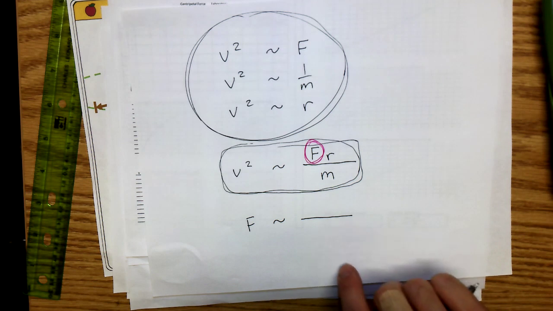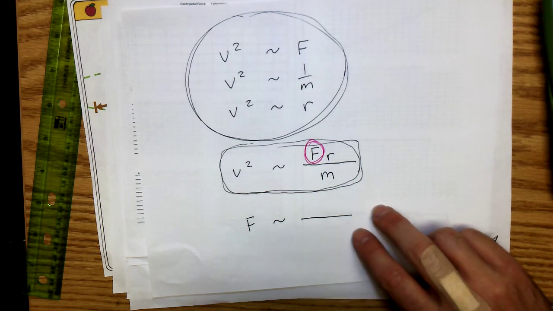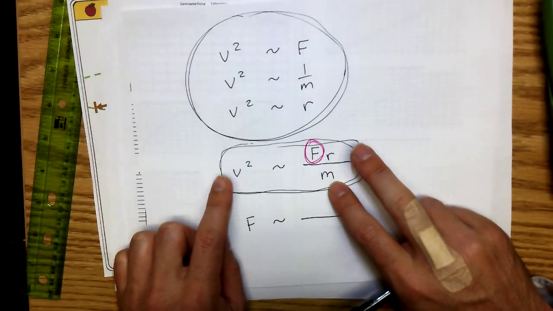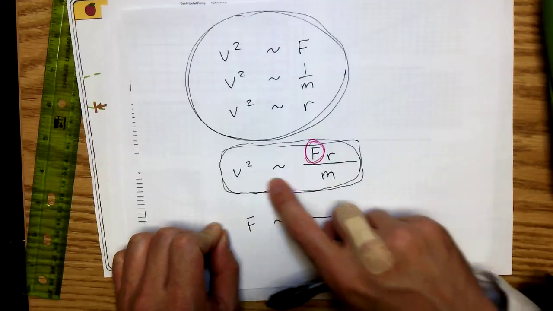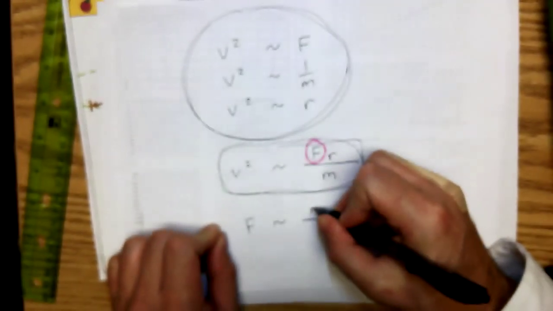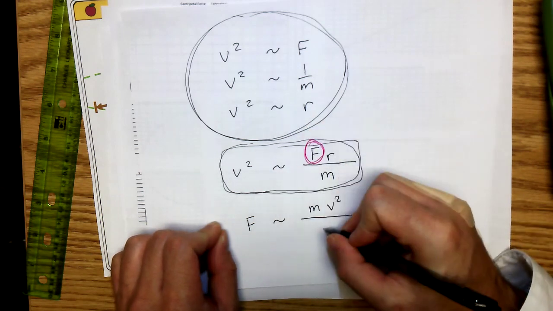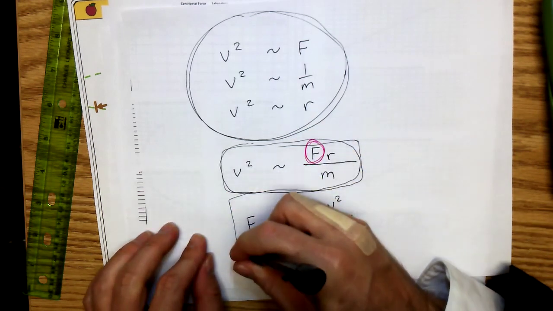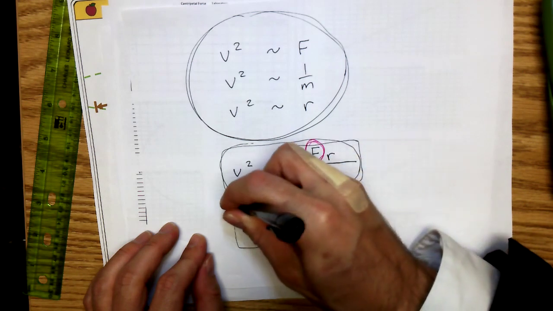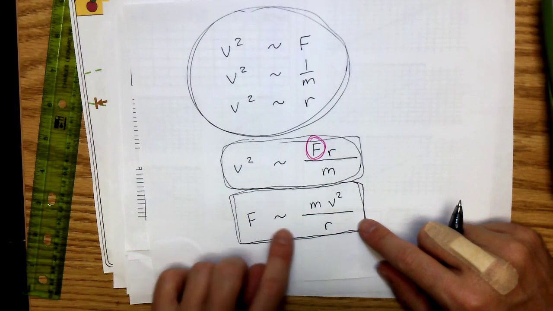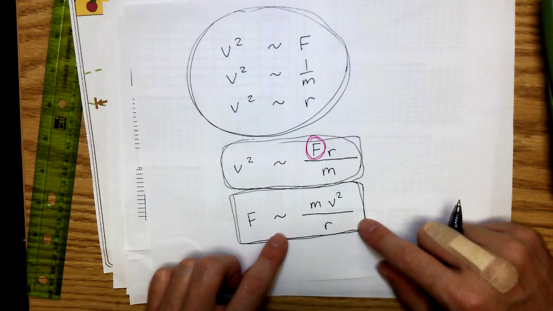And what did you guys get? Exactly, mv squared over r. You take this m, cross multiply it, that gives you mv squared. And then take this r, divide it down. Yeah, mv squared over r. That's it. Now at this point, I'm saying a proportionality.